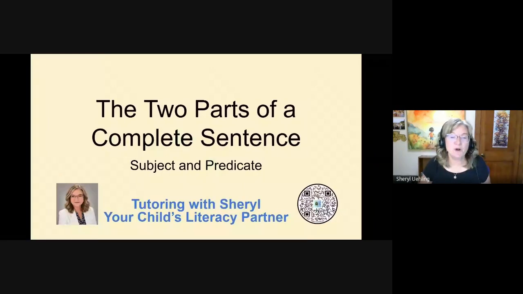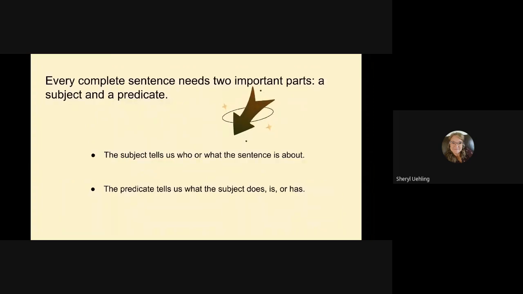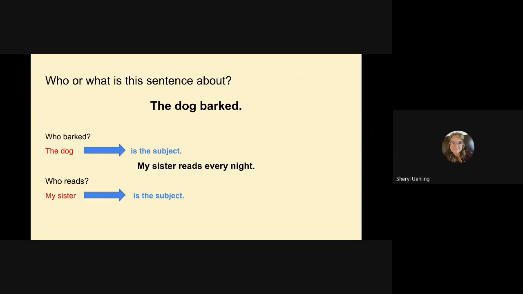There are two parts of a complete sentence. Every sentence needs two parts, a subject and a predicate. The subject tells us who or what the sentence is about. The predicate tells us what the subject does, is, or has.